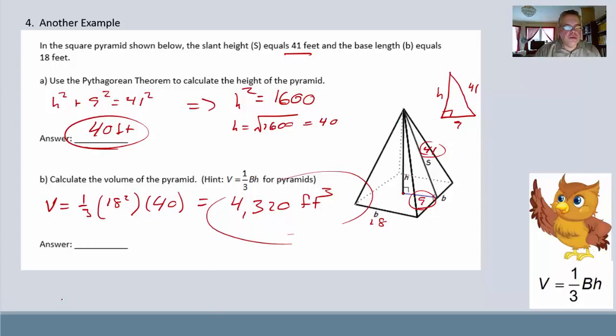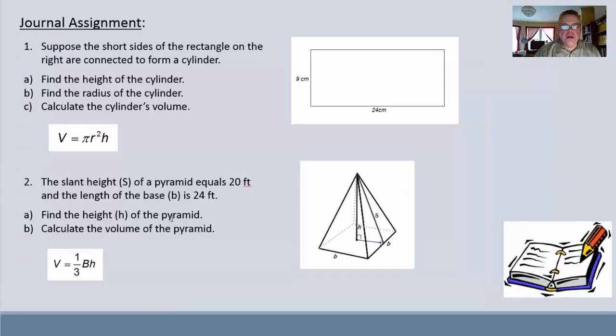All right, I'm going to give you 2 problems to work on. Here you go. First one, this should be getting very familiar. We're going to connect the short sides of the triangle. So this 9 centimeter side and this 9 centimeter side, we're going to put together to make a cylinder. So find the height and the radius of the cylinder and calculate its volume. You've done a few of these now.